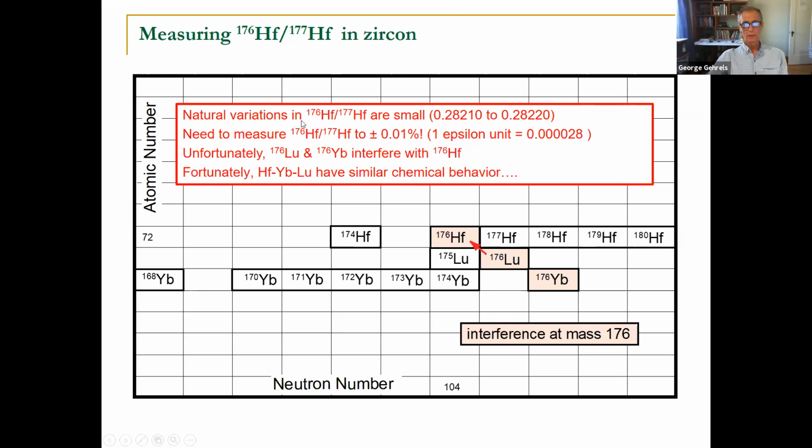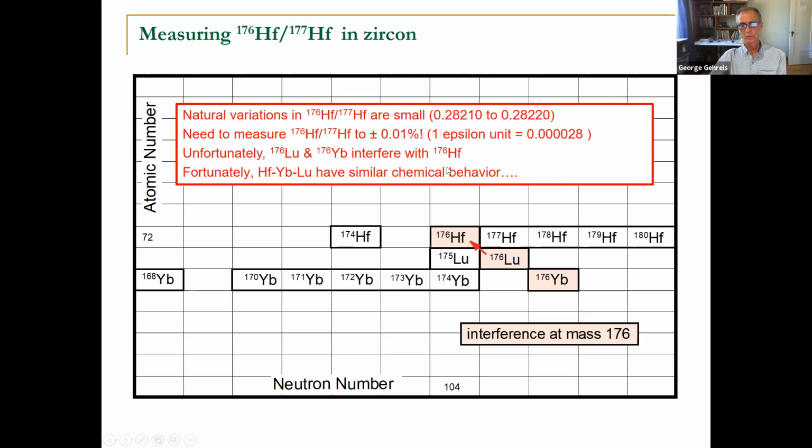And here's why. For the natural variations in 176/177, the whole action is between 0.28210 and 0.28220. There's nothing that's smaller than that and nothing that's bigger than that. So the system here operates on this 5th decimal place. What that means is that you need to be able to make these measurements to 0.01%. We haven't even talked about that yet today, right? We've talked about 1% data. We've talked about 0.1% data for ID-TIMS. To do this, you need to be able to measure these values to 0.01%.